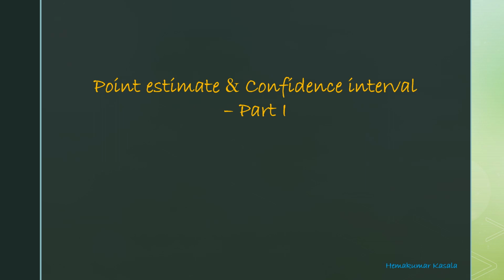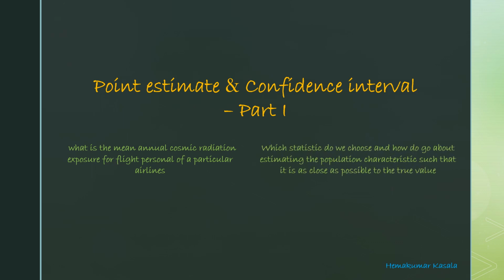In this video we go about estimating a population characteristic of interest. For example, what is the mean annual cosmic radiation exposure for flight personnel of a particular airlines? Which statistic do we choose and how do we go about estimating the population characteristic such that it is as close as possible to the true value?